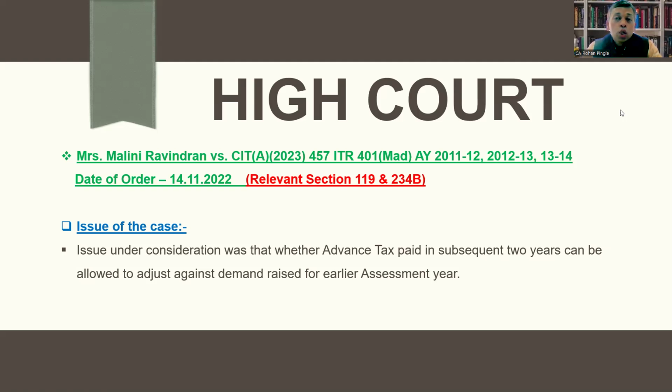Let's understand the issue of the case. The issue under consideration was whether advance tax paid in the subsequent 2 years can be allowed to be adjusted against the demand raised for the earlier assessment year. The issue is that advance tax paid by the assessee in the subsequent 2 years can be allowed to be adjusted against the demand raised for the earlier assessment years. This was the issue. Let's see what the High Court held.